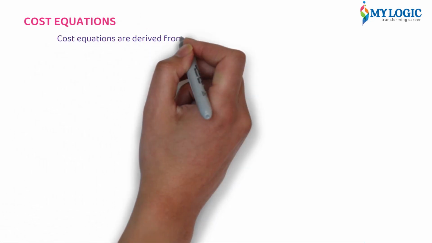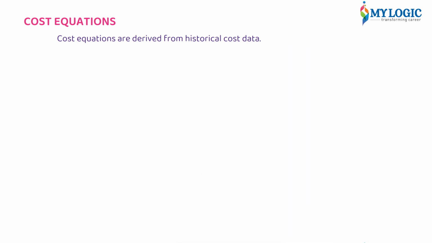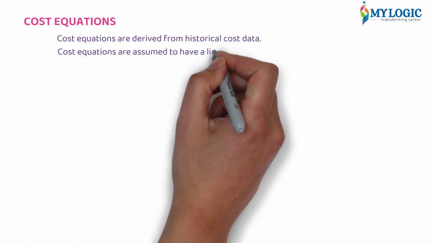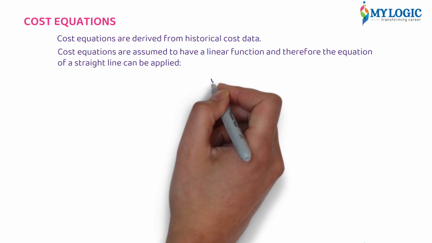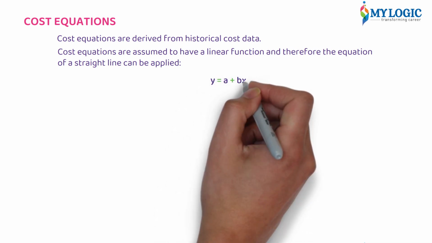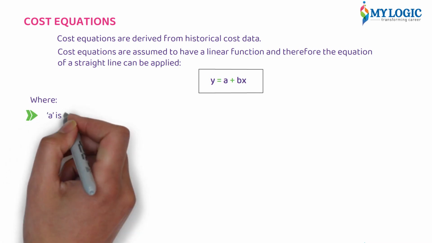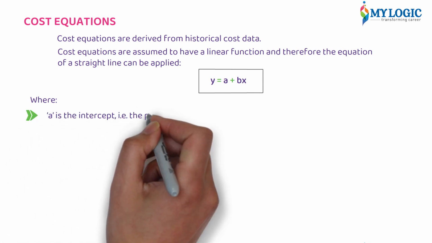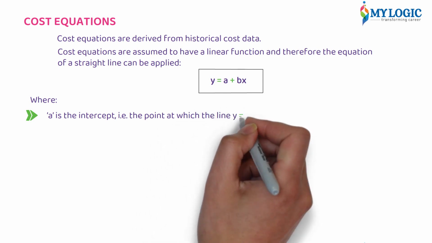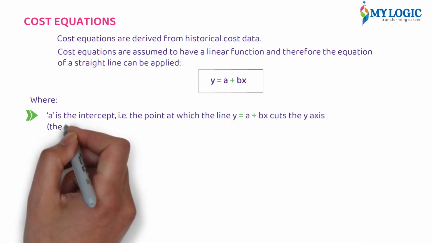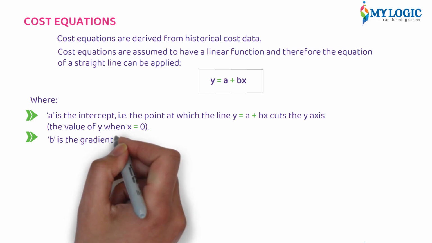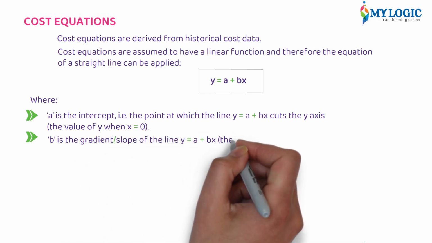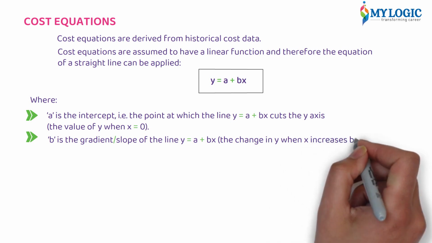Cost equations. Cost equations are derived from historical cost data. Cost equations are assumed to have a linear function, and therefore the equation of a straight line can be applied: Y is equal to A plus BX, where A is the intercept, that is, the point at which the line Y is equal to A plus BX cuts the y-axis, the value of Y when X is equal to 0. B is the gradient or slope of the line Y is equal to A plus BX, the change in Y when X increases by 1 unit.